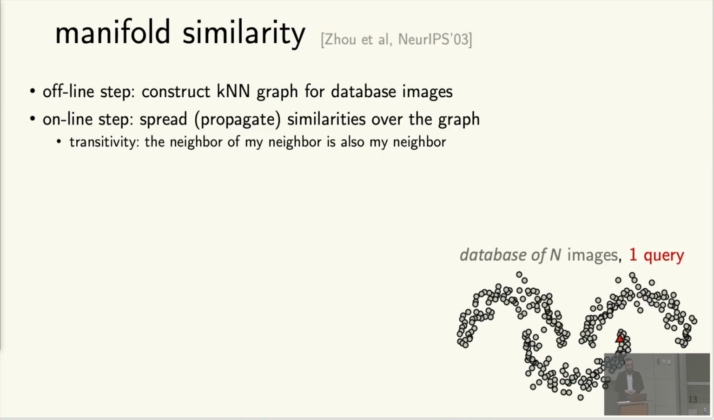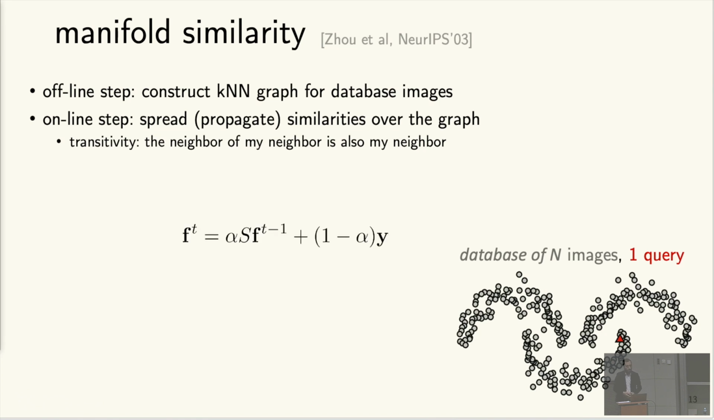So here is an existing way to estimate such manifold similarity, proposed by Zhu et al. in 2003. We assume the representation model to be given. We map all images to points in the representation space. We have a database of n examples, and in an offline step, we construct a k-nearest neighbor graph of the database images. Now, during the online step, for a particular query, we want to propagate the similarities over this graph.